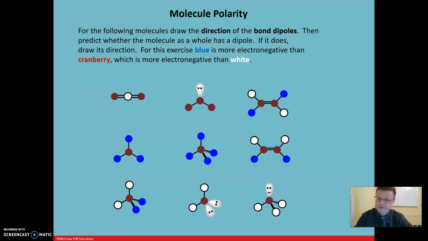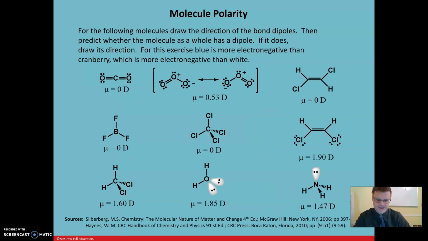All right, it's time to reveal the answers. Okay, so you'll see here I've got the bond dipoles here. I'm sorry, the molecule dipoles. And if the numbers are non-zero, these would all be polar molecules. But if the numbers are 0, these are non-polar molecules. So you can see we have 4 of these 9 molecules are non-polar. And they all contain polar bonds. However, because of the direction these bond dipoles are going, they cancel each other out in different ways.